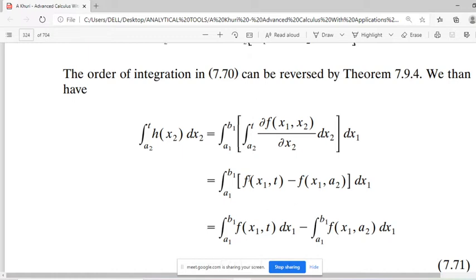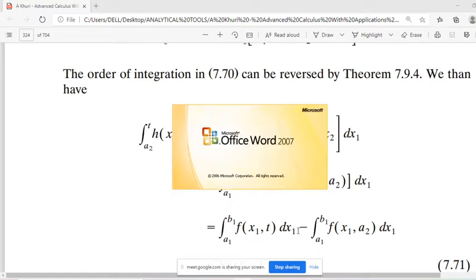The requirement is that ∂f/∂x2 is continuous, so that can be applied with the mean value theorem. What does the mean value theorem say? Instead of this bracket, we can substitute this one. This is the application of the mean value theorem. You know what the mean value theorem is: capital F of b minus capital F of a equals the integral from a to b of small f of x dx. So instead of the integral from a to b of small f of x dx, we use capital F of b minus capital F of a.